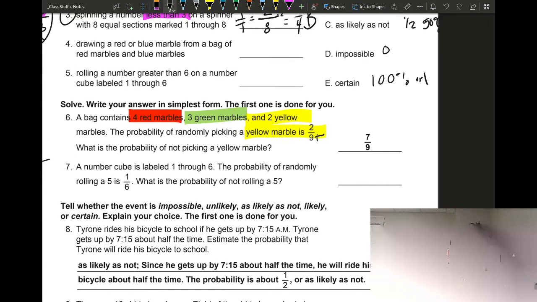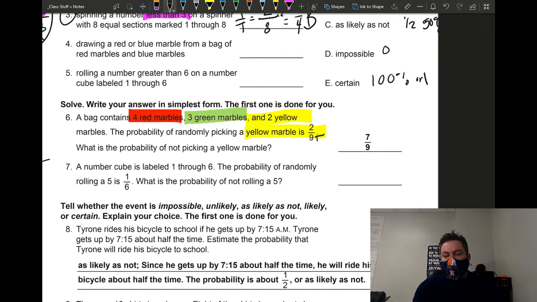What is the probability of not picking a yellow marble? So basically you're looking at the reds and the greens. How many are those? What part is that of the total? It's going to be 7 out of 9. So you got to be paying attention to what they're looking for, okay, what they're asking for.